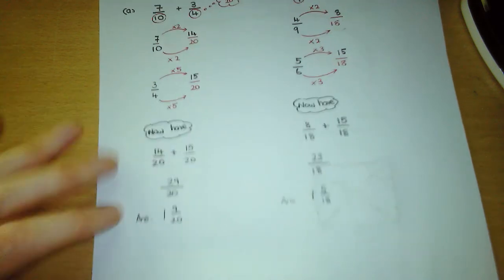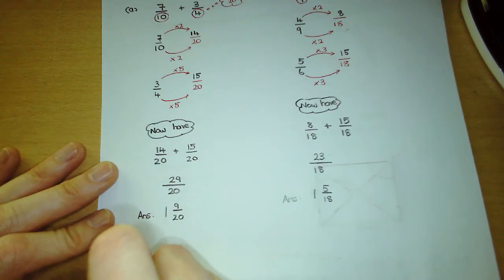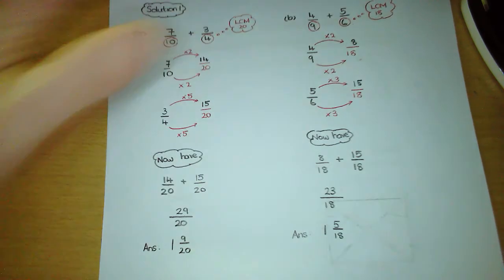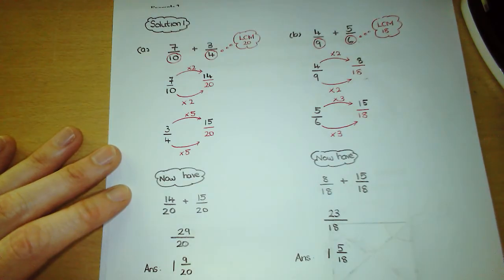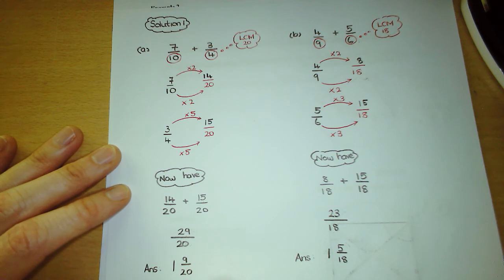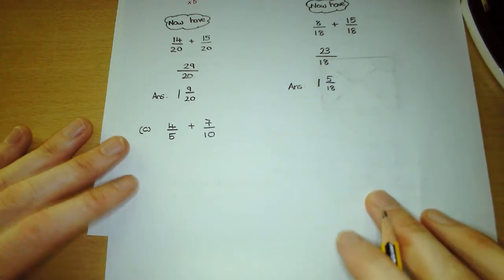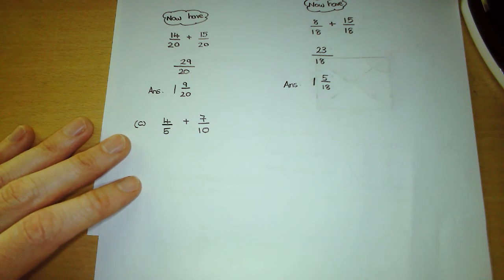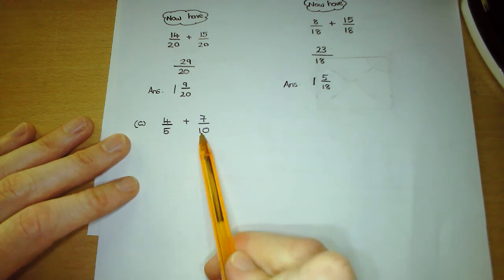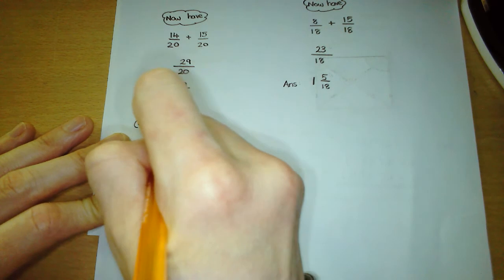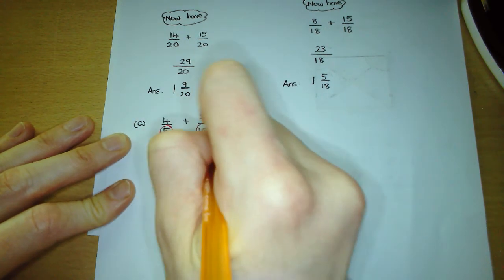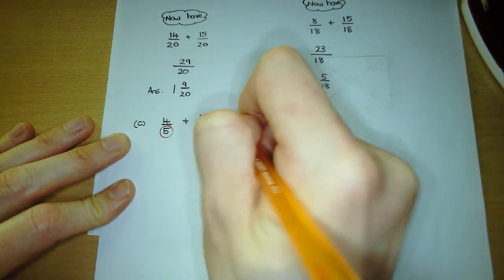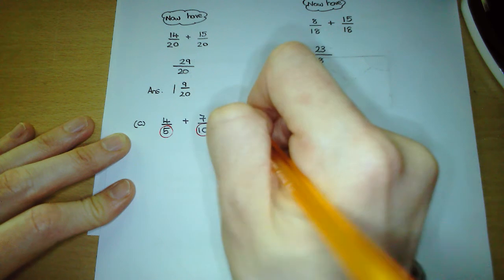Okay, part C. We're adding 4/5 and 7/10. Again, we cannot add or subtract until the denominators are the same. So we're going to get the LCM of 5 and 10. And the smallest number that they both go into is just 10.